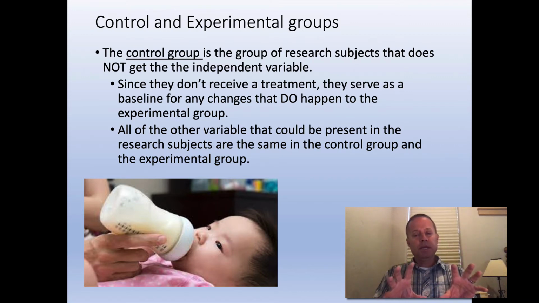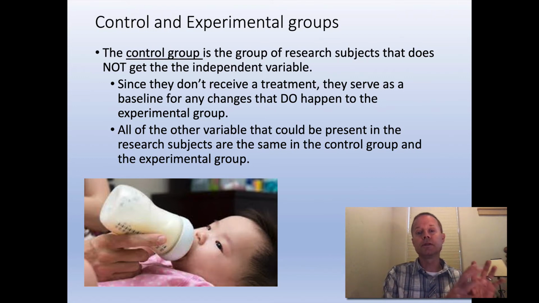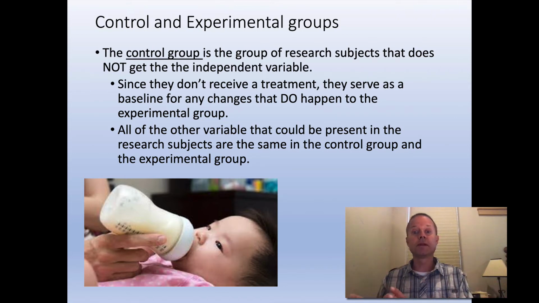So you have two groups of people in a research study. You have the control group and the experimental group. The control group is the group of research subjects that does not get the independent variable. Since they don't receive a treatment, they're serving as a baseline for any changes that do happen to the other group, which is called the experimental group. So all the other variables that could be present in research subjects are the same in the control group and the experimental group. The only thing that's different is, in our case, what type of milk or how the babies get their milk.